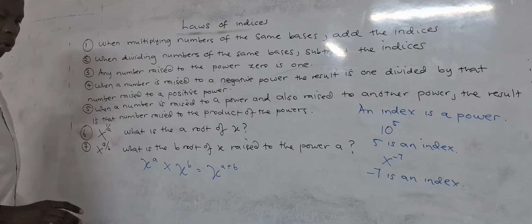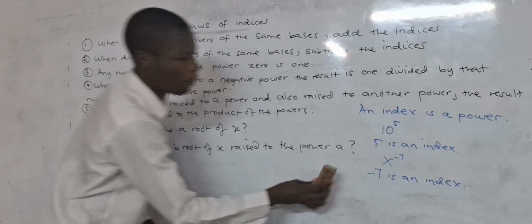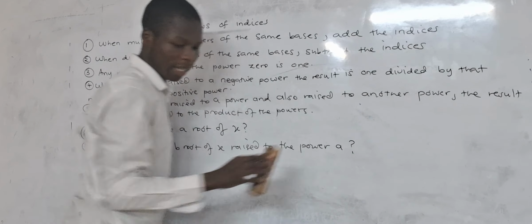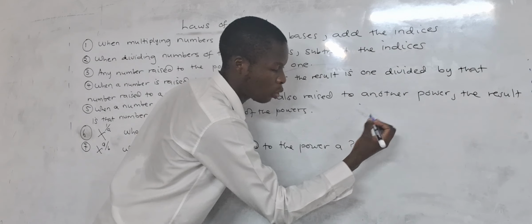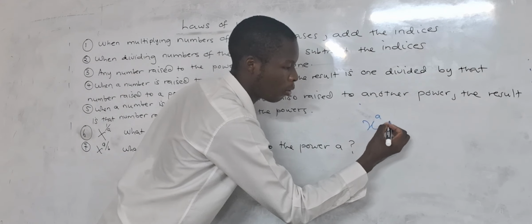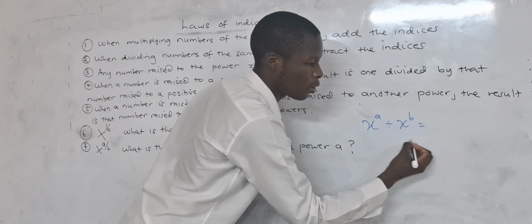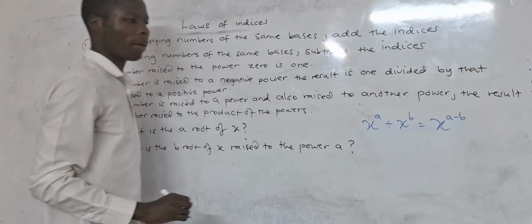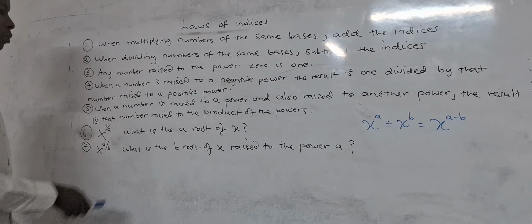Let's move on to law number 2. When dividing numbers of the same base, subtract the indices. So mathematically, x to the power a divided by x to the power b is equal to x to the power a minus b. You subtract the indices.